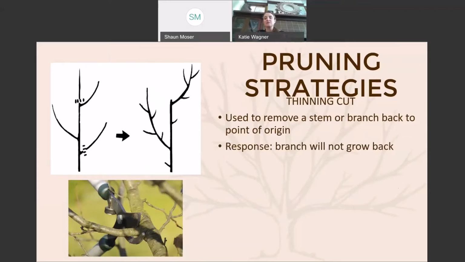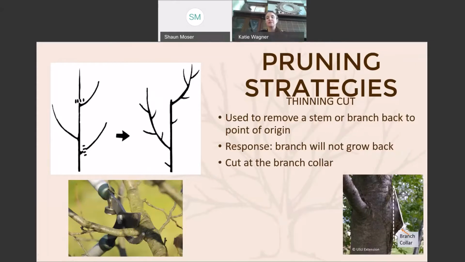The response is that the branch won't grow back, and what the plant will actually do is it will start throwing more growth into the branches that were not cut back to the point of origin. So it's going to start throwing more growth this way towards this branch now that this one is gone. Okay, so again, this is how we can get some of our directional growth in our plants.